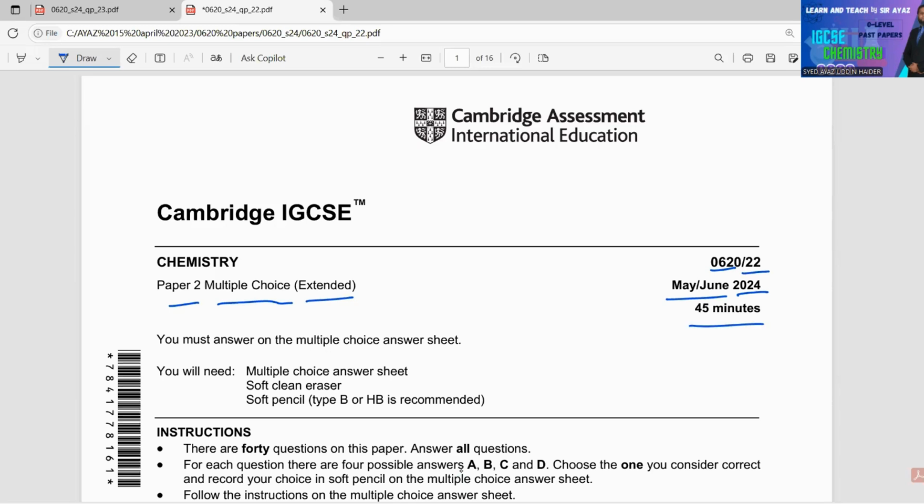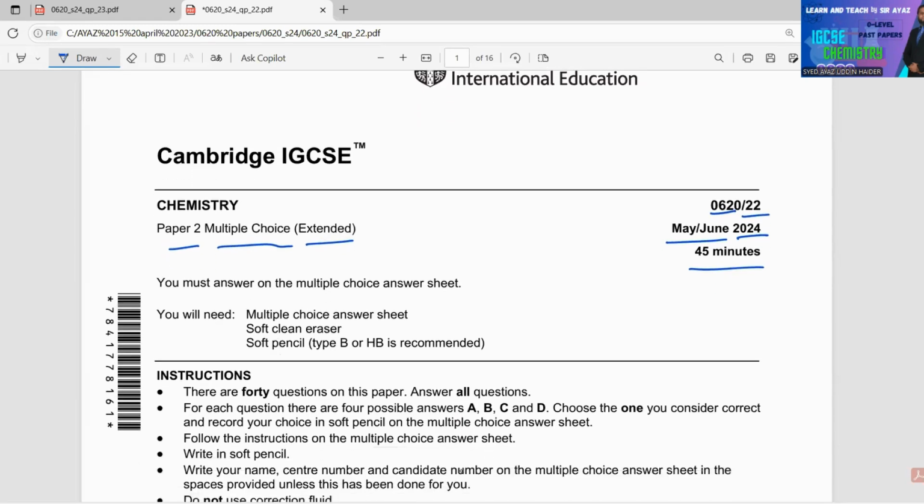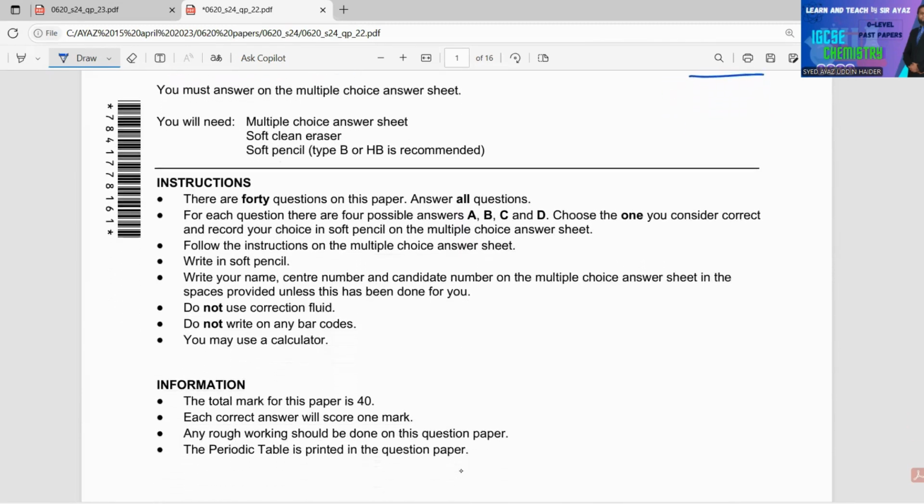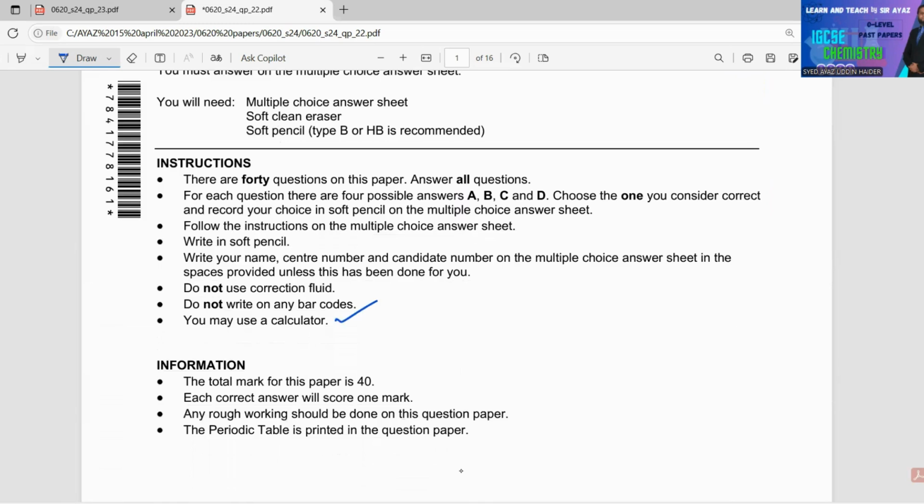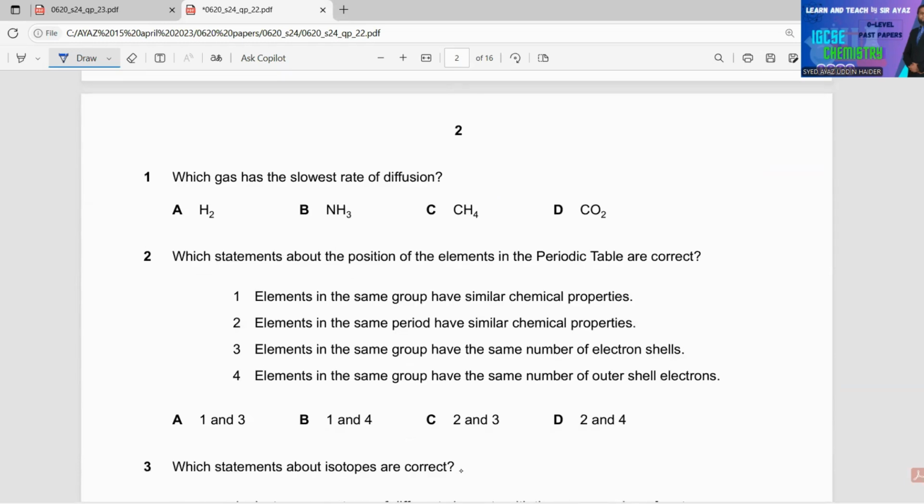The time is 45 minutes. There are 40 questions in this paper. You have to answer all the questions. You can use a calculator. The total mark for this paper is 40. The periodic table is printed in the question paper. Any rough working should be done on this question paper. So let's start the paper. Here's question number 1.